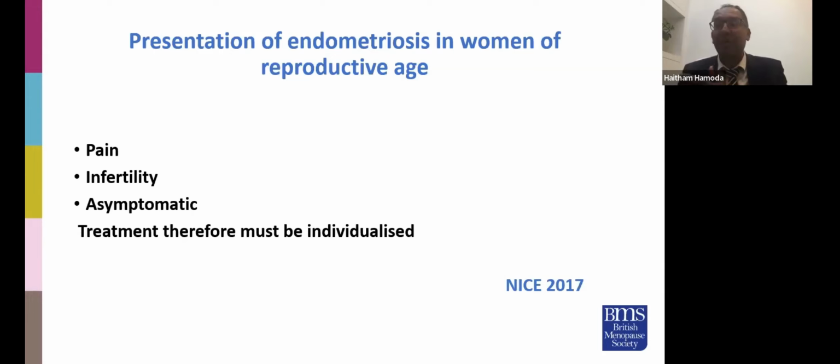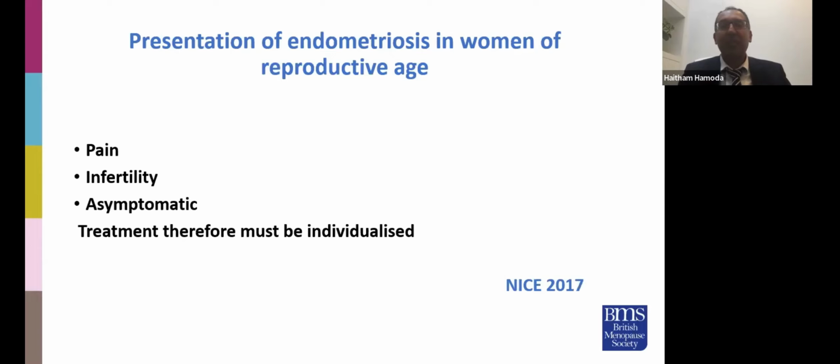It could be both pain and infertility, but also it may be asymptomatic. You may be doing a laparoscopy or an operation for something else, and you find a few spots of endometriosis or more, and the individual was not aware of them. So that's why treatment is really important to be directed. It's relevant to say that it should be directed to what the symptoms are.